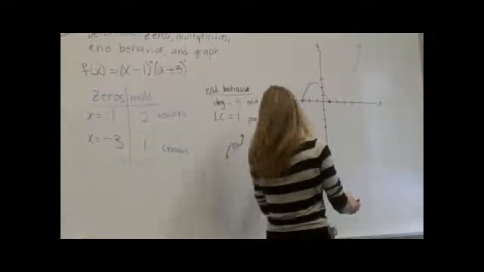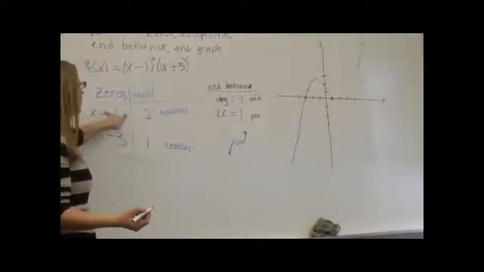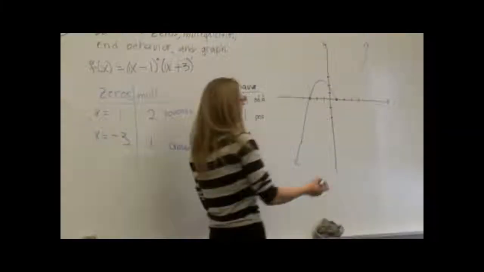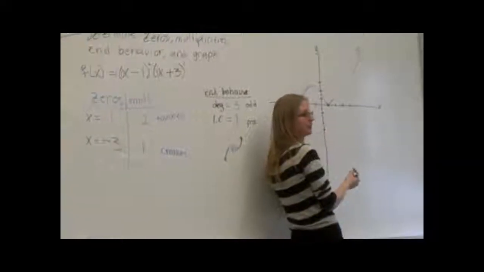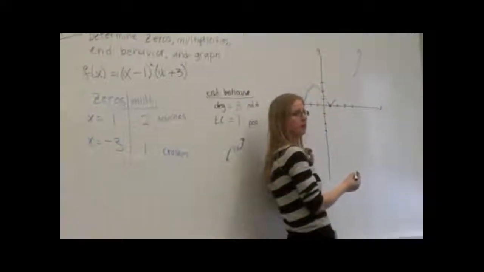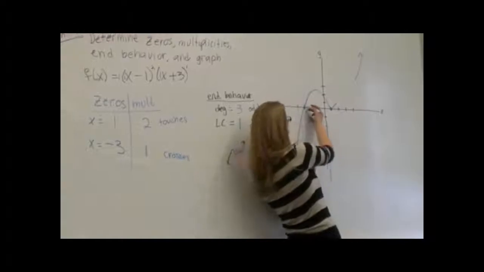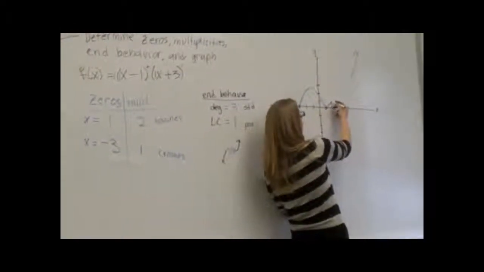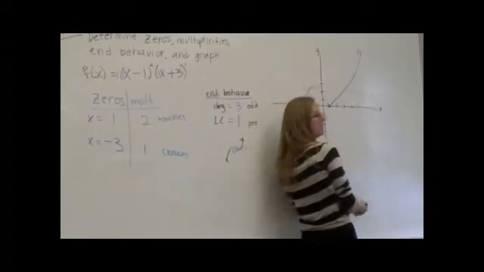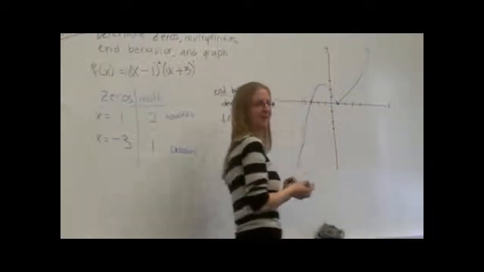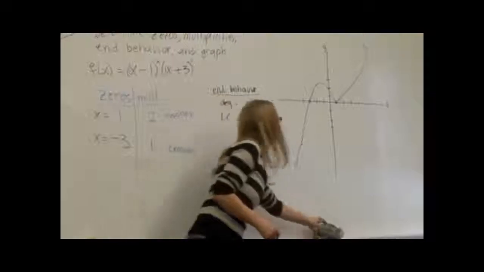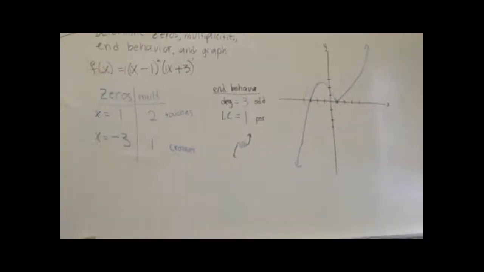Now, at x equals 1, it touches. What that means is it jumps down and hits it, but it has to go right back. You see how that one did not cross? This one did cross, that one did not cross. And then you connect it to the other side of your end behavior. Ta-da. That's it, the whole kit and caboodle.